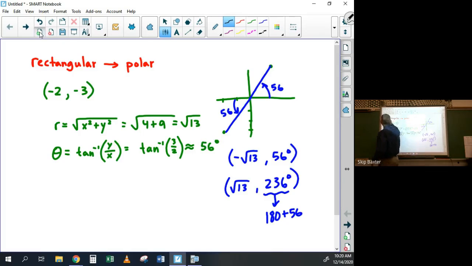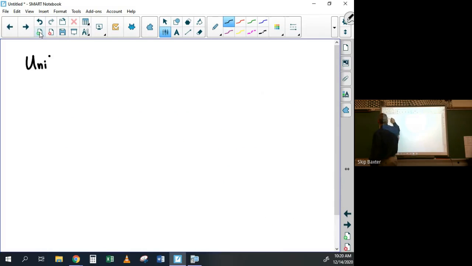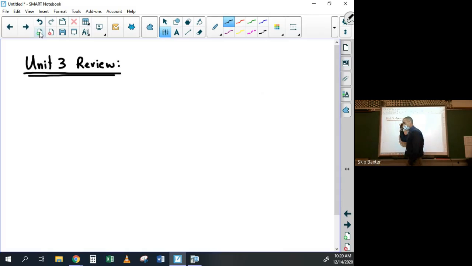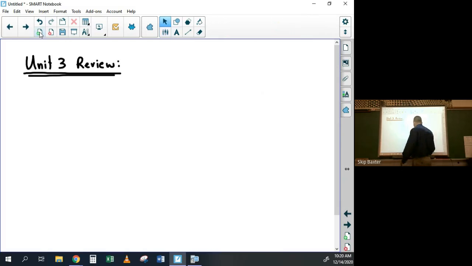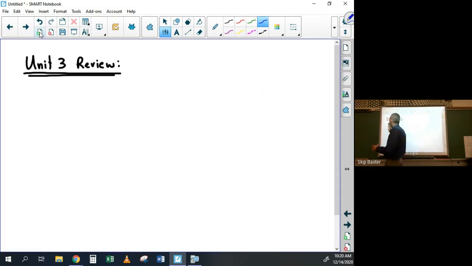Okay, so unit 3, this is unit 3 review. This was all about graphing functions without a calculator and doing transformations on them. Okay, so remember we had several basic functions of graphs that we needed to know. Graphs of basic functions.